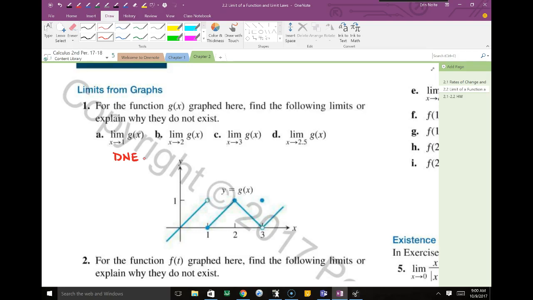Okay. What about as x approaches 2? If we come in from the right, what is my y value approaching? 1. Coming in from the left? 1. So therefore the limit as x approaches 2 is 1.